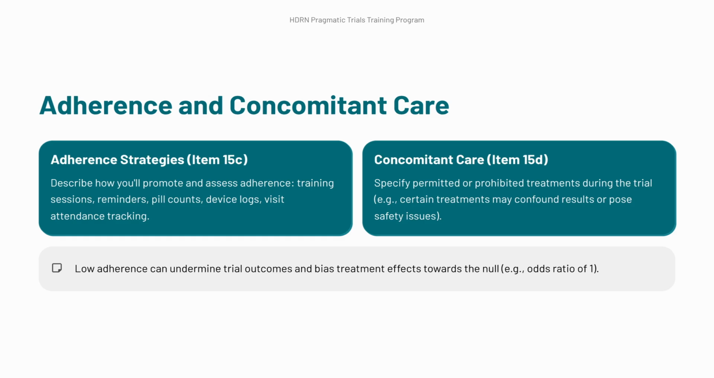Item 15C covers strategies to improve adherence to the intervention and how adherence will be monitored. In pragmatic trials, because you're operating in routine care settings with busy staff and patients, adherence can be a challenge. The protocol should specify how fidelity will be measured. This could include logs, electronic records, or self-reports. It should also mention any thresholds and actions, such as, if adherence at a site falls below X%, the coordinating team will offer refresher training or a site visit.